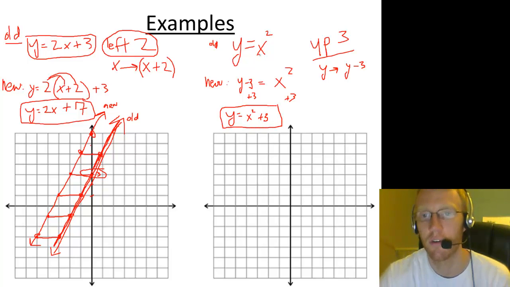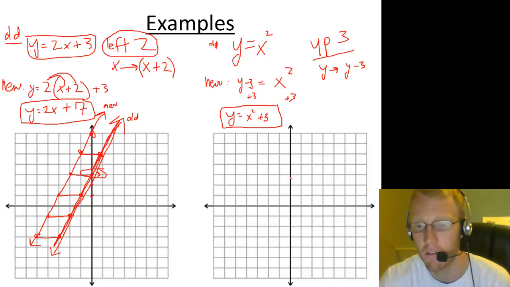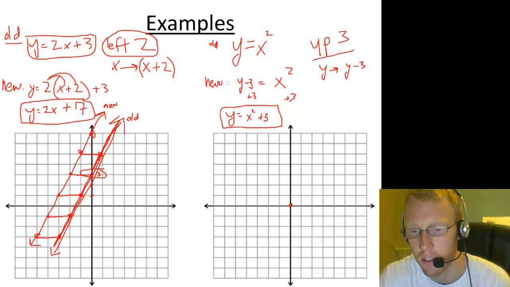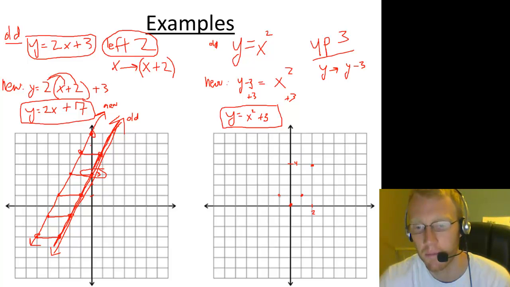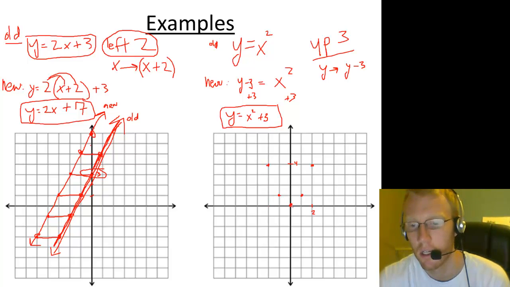To graph the old one, remember that for a regular parabola, the vertex or starting point is 0, 0, because 0 squared is 0. You go over 1, up 1, over 2, up 4. So let's label that as a 4. Let's label that as a 2. It's always important to label your axes if they're not already labeled. And we go back 1, up 1, and we go back 2, up 4. Okay, so that's enough. Hopefully I can draw this in pretty well. There's that side, and there's that side.